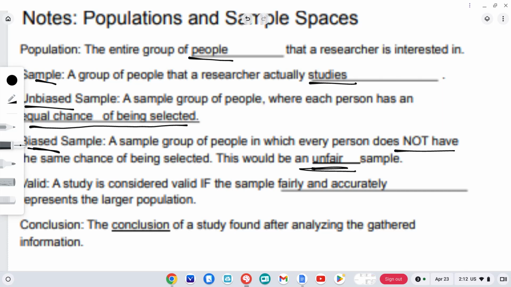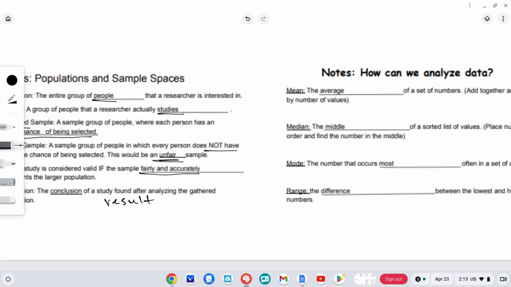If we've done everything right, then we could call our conclusion valid. Valid meaning every sample is fairly and accurately representing the larger population. Has to be fair. And again, the conclusion of a study, which is like the result of the study, like we talked about in science and math, the result of the study after analyzing the information.